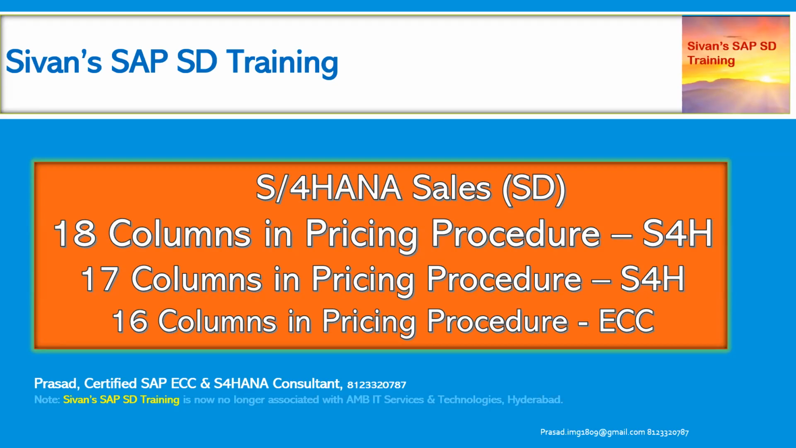Now, in the latest version, it is showing one more column, and the S4HANA SD sales pricing procedure now has 18 columns also. Hence, we call it 18 columns in pricing procedure. So far, we have seen 16 columns and then the 17th column that is relevant for account determination. What exactly its functionality is, we have also seen. And today we are going to discuss the 18th column, which has been recently introduced into S4HANA.